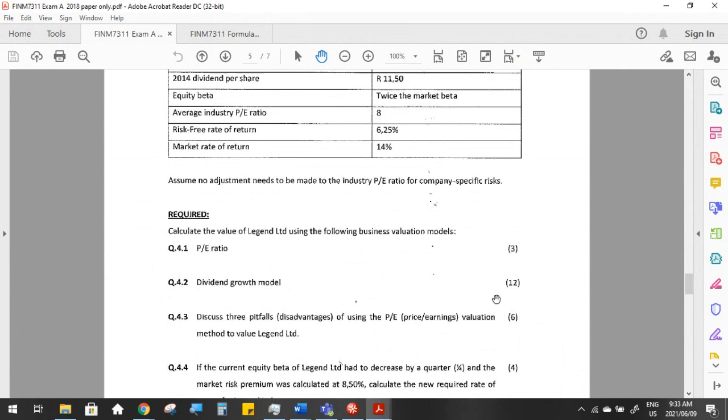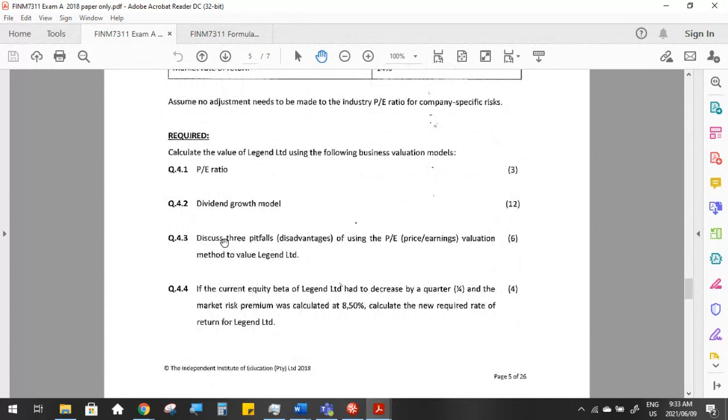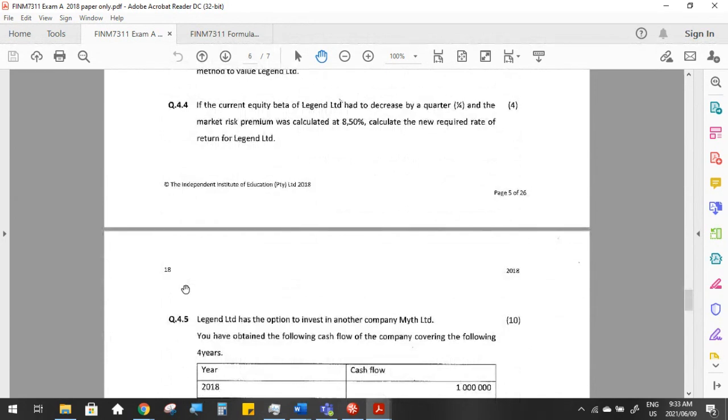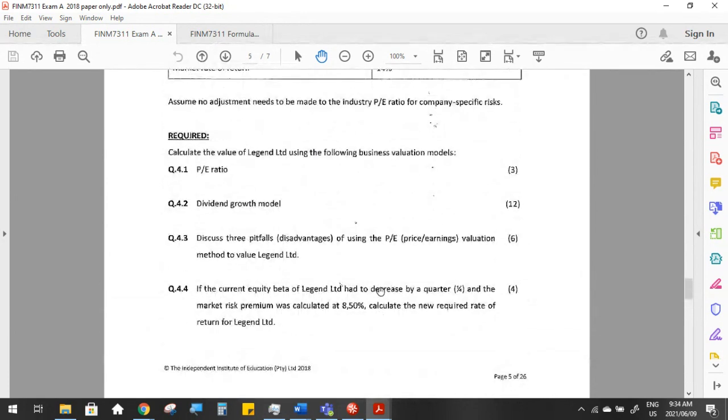So the PE ratio method, the dividend growth model method, and then for 6 marks theory, discuss 3 pitfalls or disadvantages of using the price earnings valuation method. And then for 4 marks, there's a little calculation, again, using the equity beta, calculate the new required rate of return. So that's a bit of a combination of a theory question. And then that 10 marks over there is a separate part of the question.